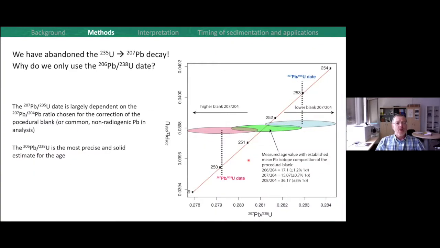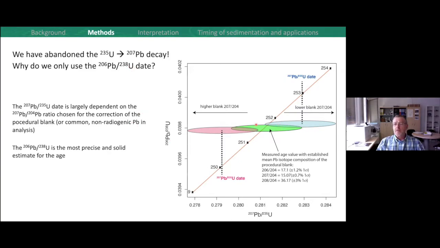And then there was one moment where we had to decide that we have to abandon the 235 uranium to 207 lead decay. Why? When you go into the literature and you see the dates we are publishing, these are only 206 to 238 dates. And why is this?